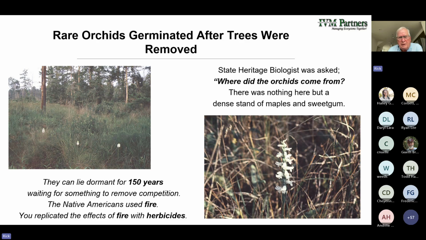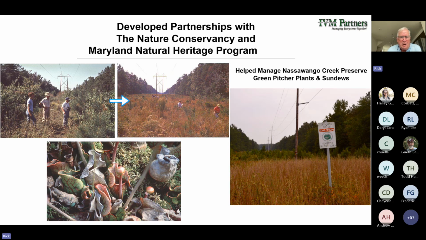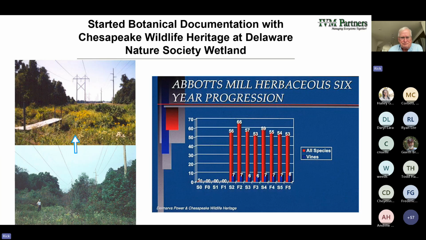And it was usually fire, because the Native Americans used fire to drive game. So they burned the coastal plain on a regular basis. These plants need open meadows, and we, in our great wisdom and Smokey Bear, stopped burning. And so our wetlands are choked with vegetation. So this basically duplicated the effects of fire. That helped us come up with a partnership with the Heritage Program as well as the Nature Conservancy to protect other plants, such as the green pitcher plant and sundews. And again, they weren't in favor of herbicides until they saw how we could help them manage their vegetation.